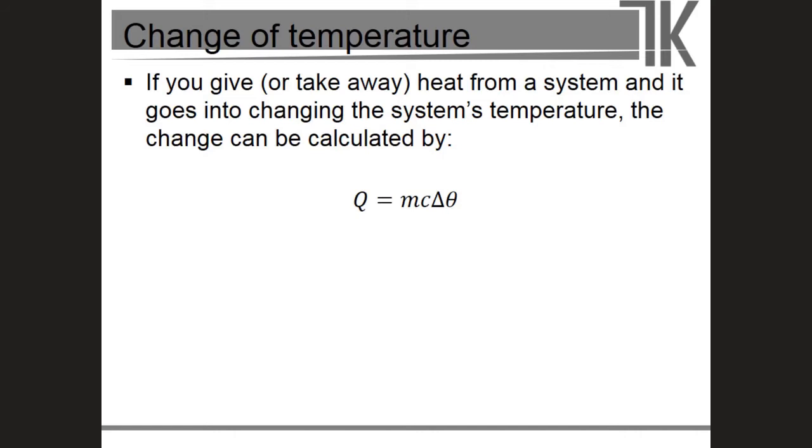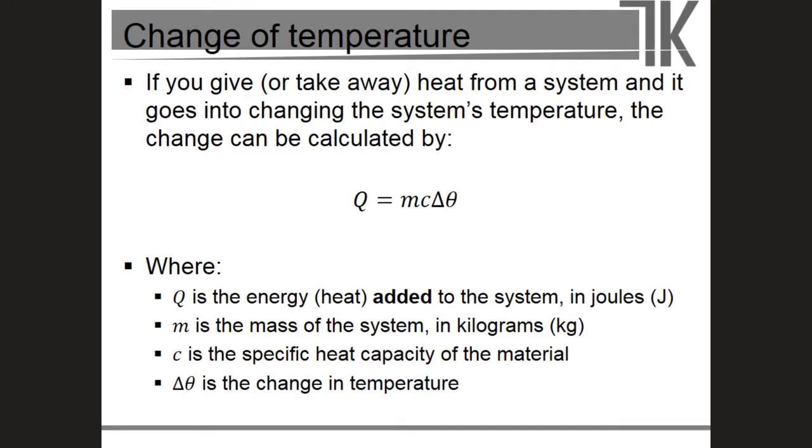Some subjects and some professors use delta T with a capital T instead of a delta theta, and you'll see why in a moment. So Q is the energy added to the system in joules, m is the mass of the system in kilograms, c is the specific heat capacity of the material, and delta theta is the change in temperature. So sometimes we represent temperature by a capital T, and if you have delta capital T instead of delta theta, that can represent change in temperature as well. That being said, this is how it's written in your physics data sheet, so it's best inside your physics AQA exam to use this form of the equation and not a delta capital T.